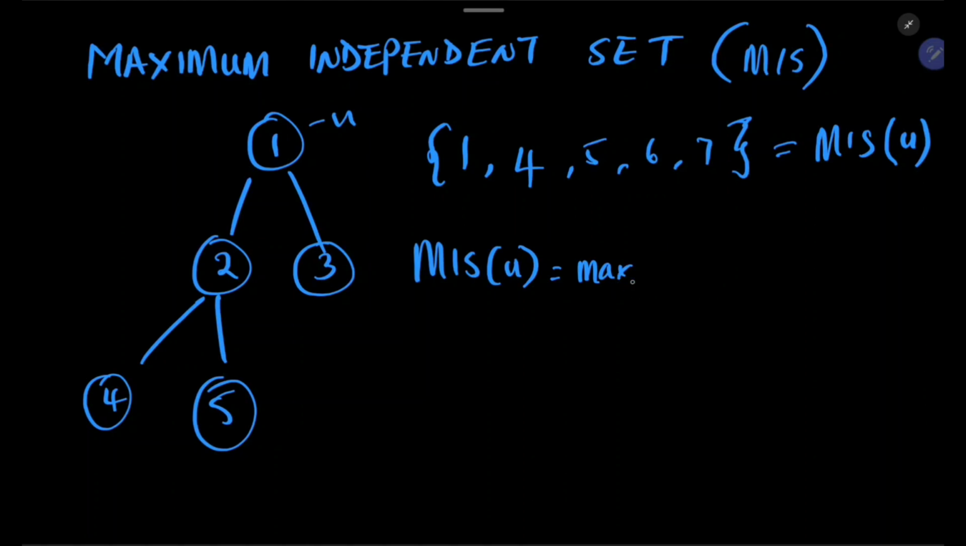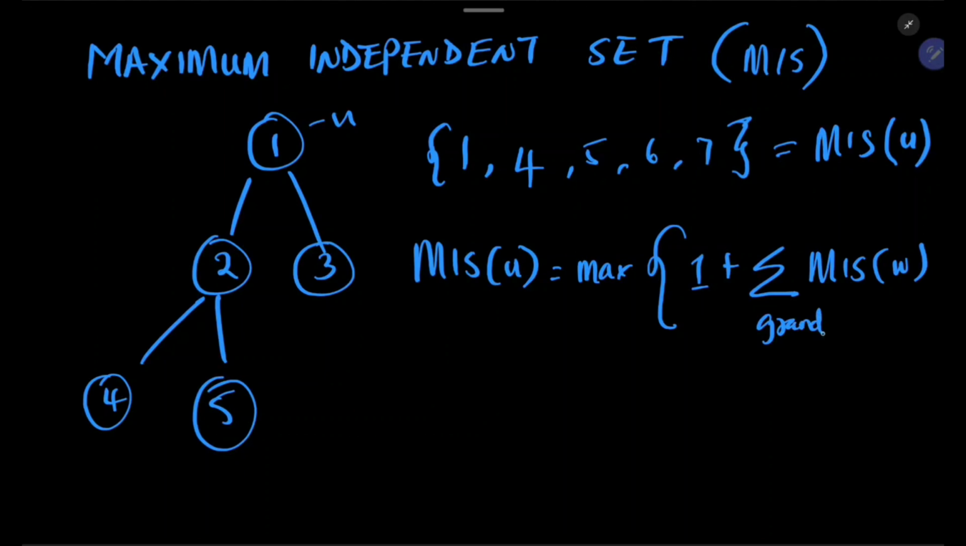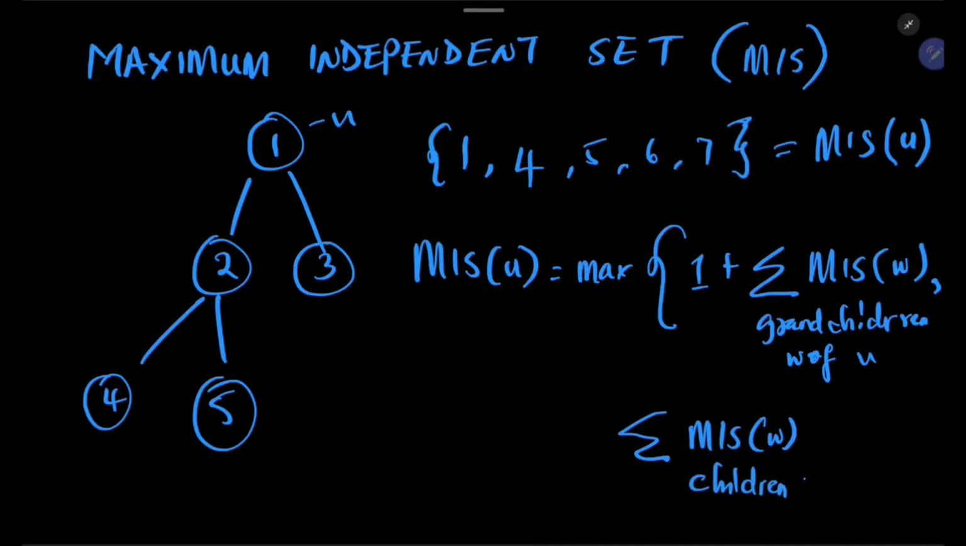So we want to find the maximum independent set of w, where w would be the grandchildren, as in this case, grandchildren w of u. So I want to find the maximum between this expression and this expression. So this would be the children w of u, and I'm going to explain this in just a minute.